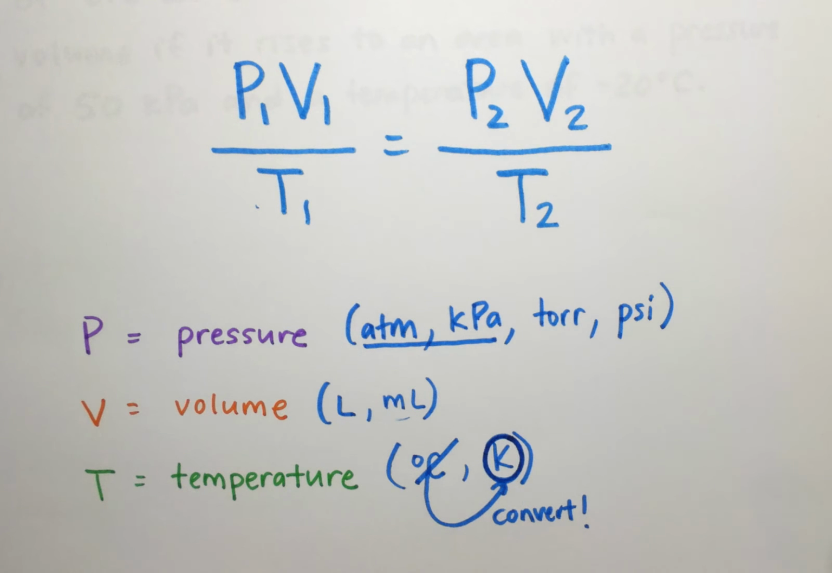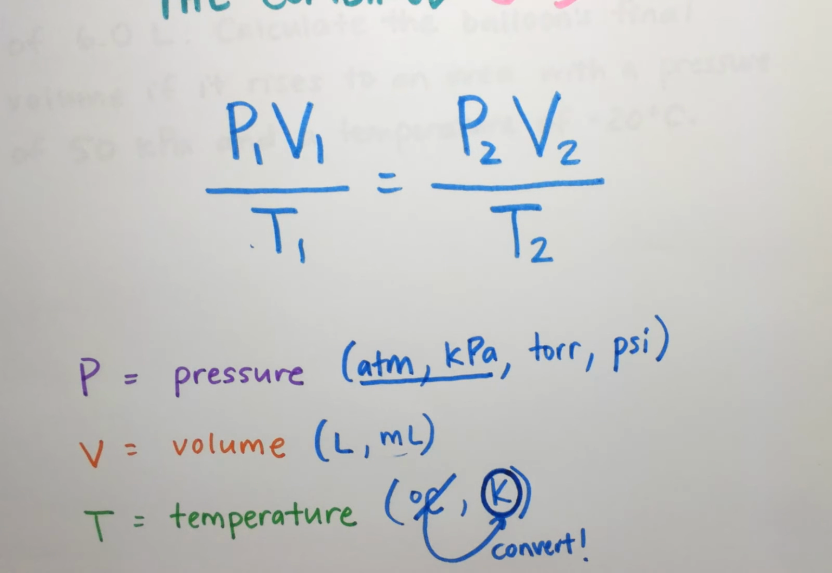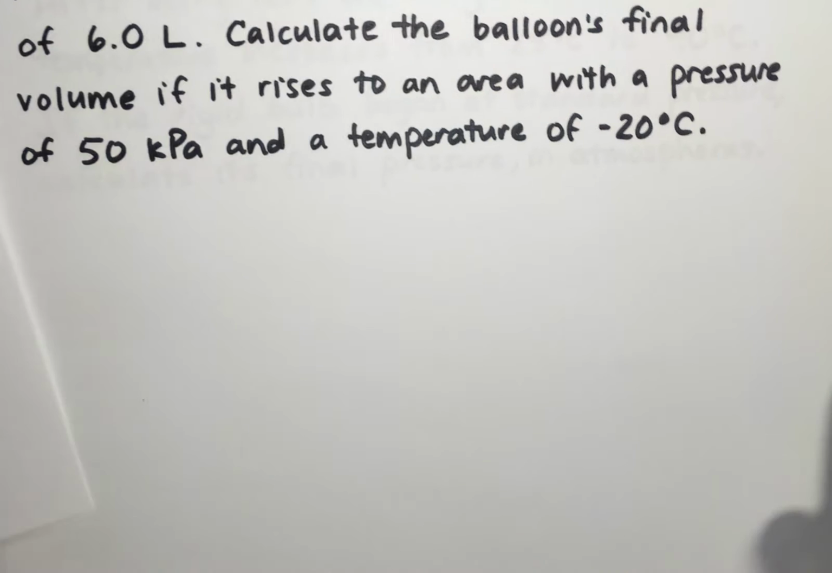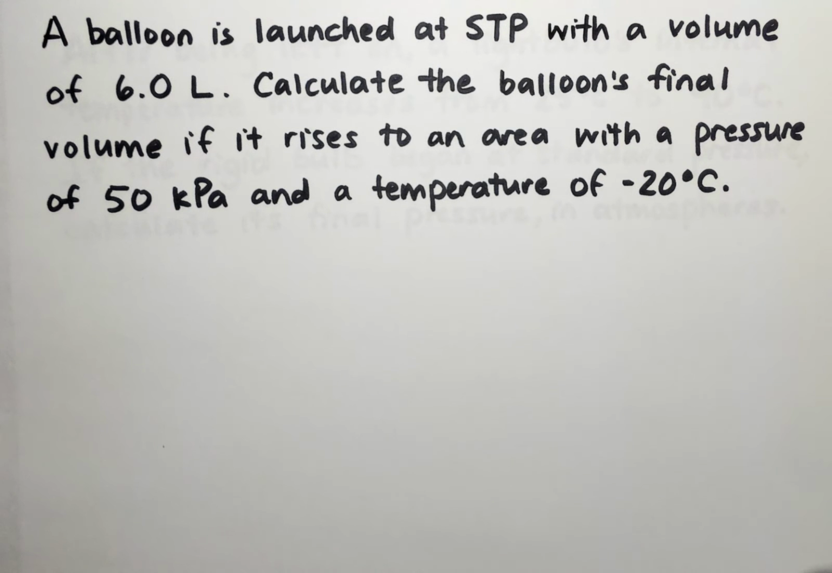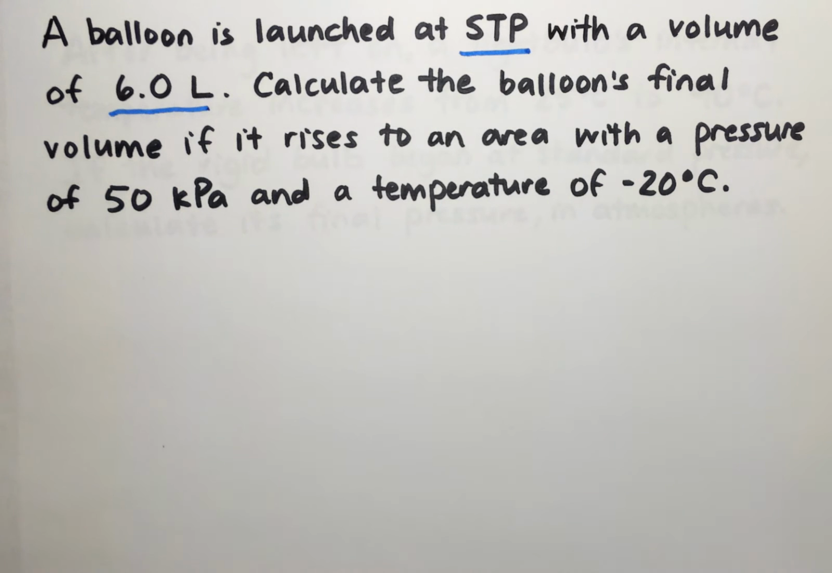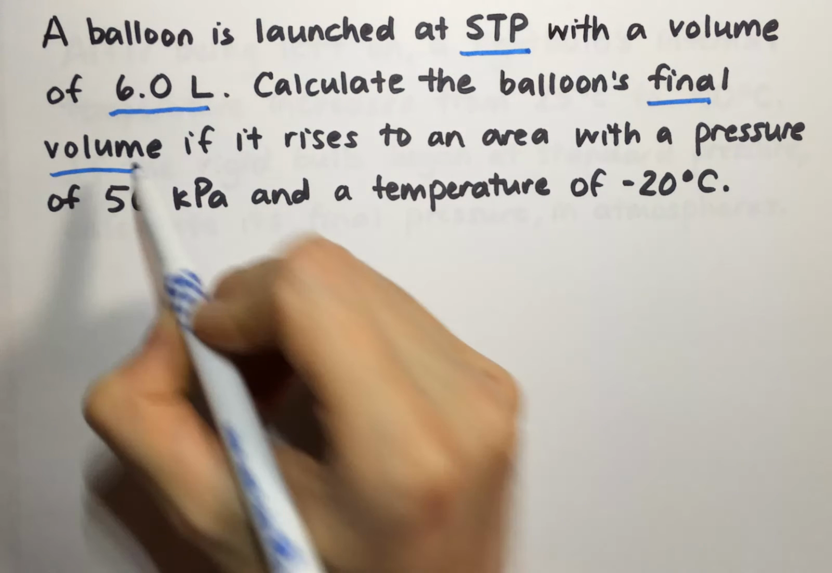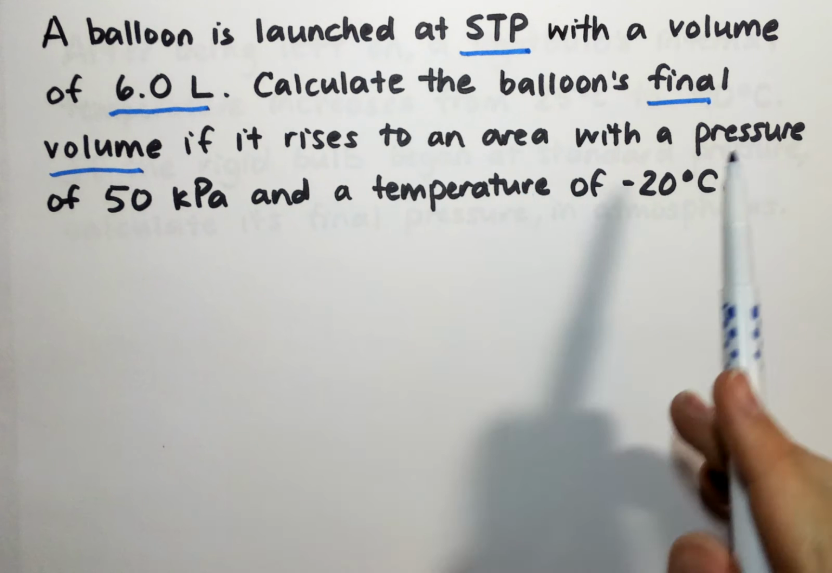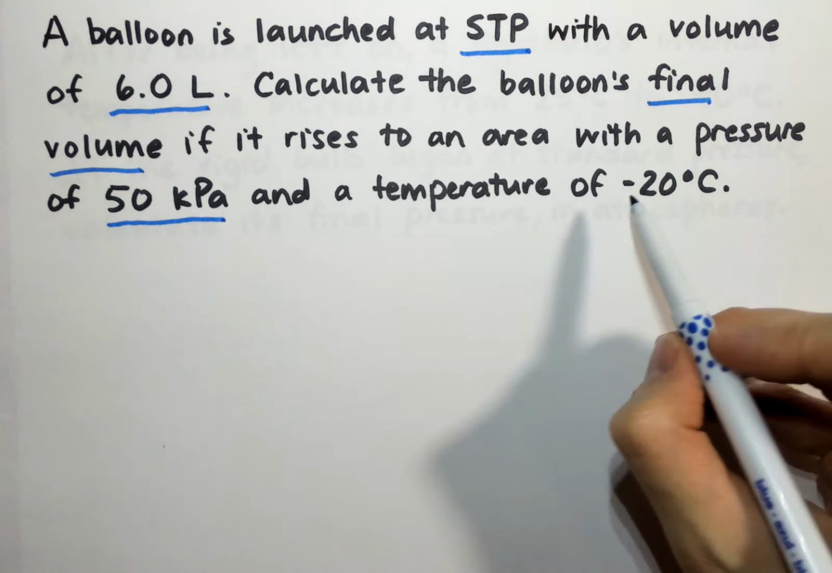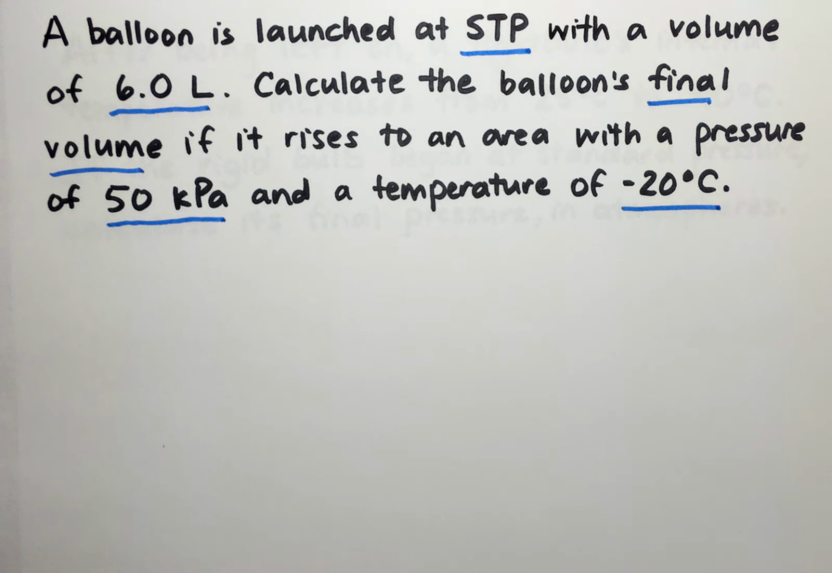So let's take a look at an example of that type of work, where we're looking in our problem for these three variables. I'm going to start with a balloon that gets launched at STP with a volume of 6 liters. Just in that first sentence, I see two things that immediately stick out. I want to calculate the balloon's final volume if it rises to an area with a pressure of 50 kPa and a temperature of negative 20 degrees Celsius.